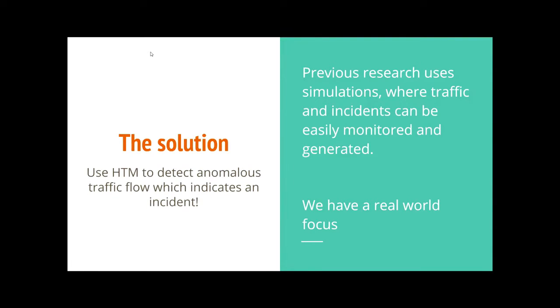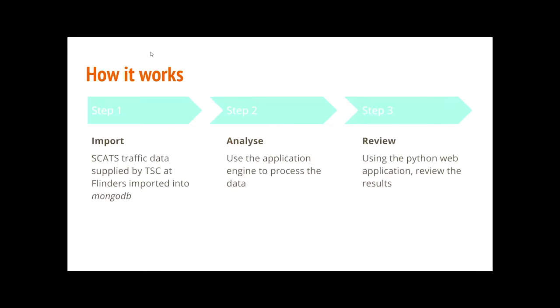This is an improvement on previous research, which mostly used simulations and supervised learning techniques, which allowed people to easily set up incidents and traffic flow and monitor everything, but we have to use real world data, which comes with all its own problems. The way my system works is we import the data, which is provided by the Transport Systems Centre at Flinders University, into a Mongo database. The data is then analysed using HTM, and we review it in a Python web application.